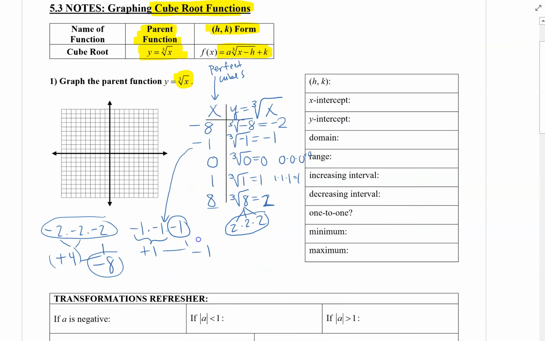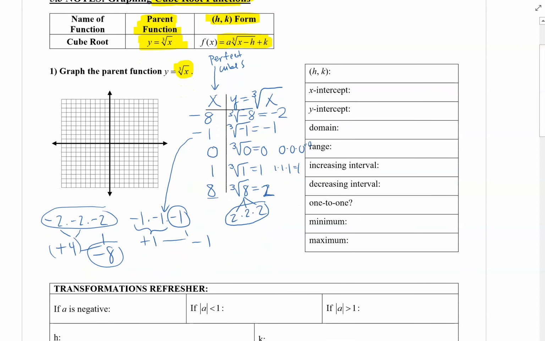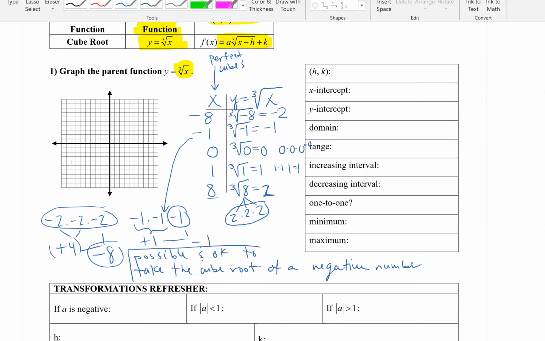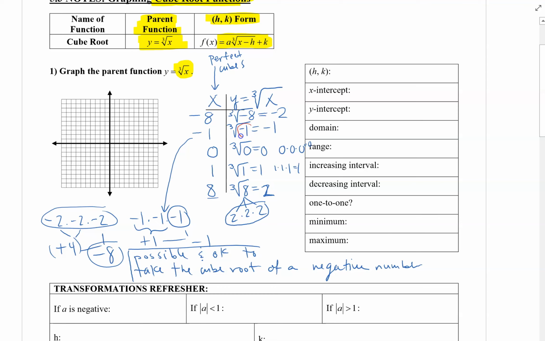So I want to make a comment here, just really quick, about what just happened here, is that it is possible and okay to take the cube root of a negative number. It is okay and possible to take the cube root of a negative number. We just did it here. We just took the cube root of -1 and we just took the cube root of -8.